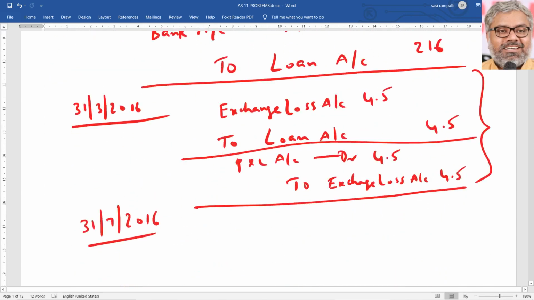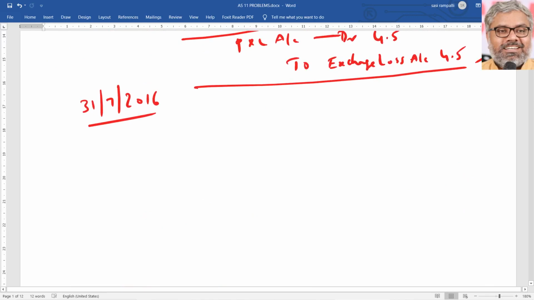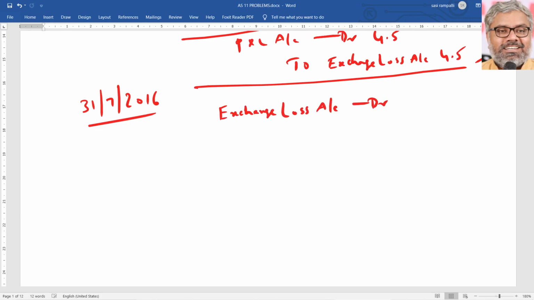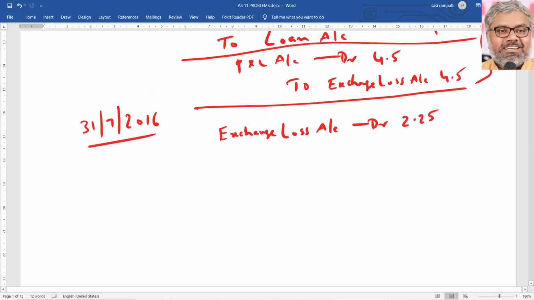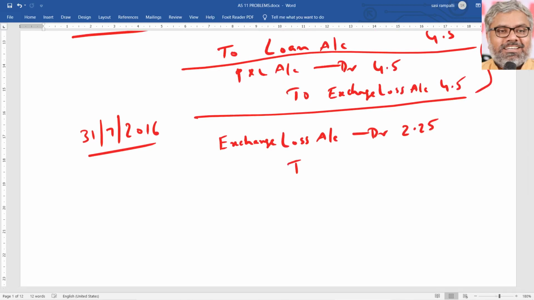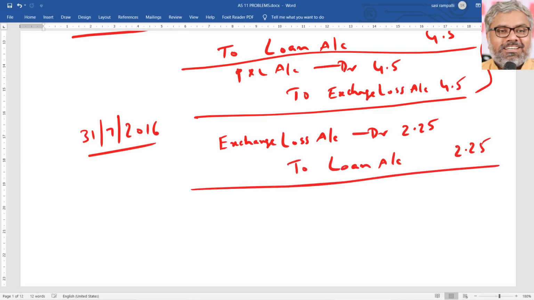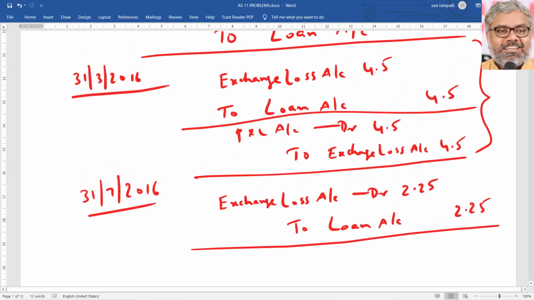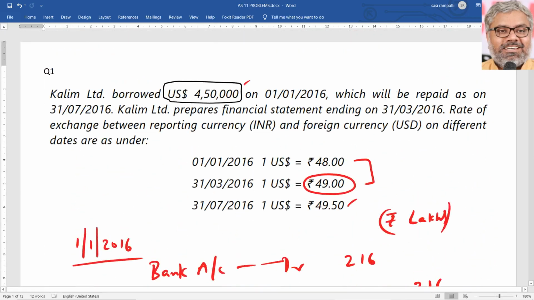So we can write once again, first one entry like this. Exchange loss once again happened on that date, which is a real exchange loss or exchange difference, you can call it. Either way it's okay. Exchange difference account debit 2.25 lakhs, which is nothing but half of 4.5 lakhs, to loan account. Same entry ultimately. Amount is 2.25 lakhs. Now, loan account has to be repaid. It is not mentioned that, but naturally once the due date is there, it is supposed to be repaid.